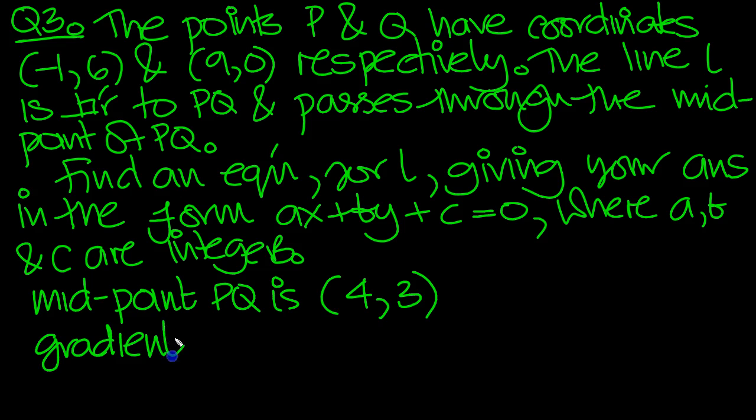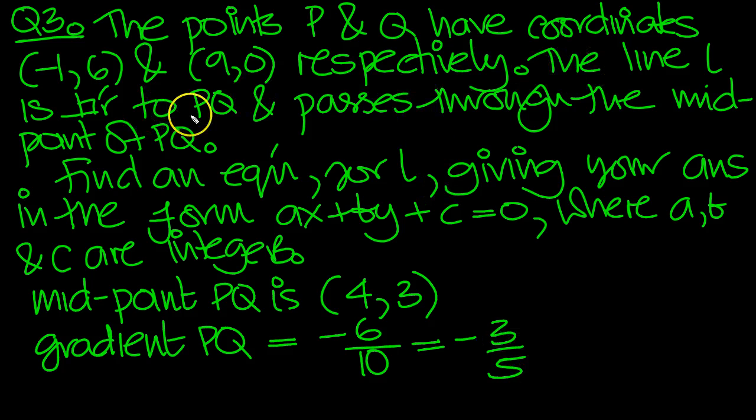Perpendicular to PQ, so the gradient next. So the gradient of PQ is equal to, so P to Q respectively, the increase in Y goes from 6 to 0, that's an increase of -6, it's going down 6. The increase in X, it goes from -1 to 9 is 10. So divide by 2 top and bottom, -3/5.